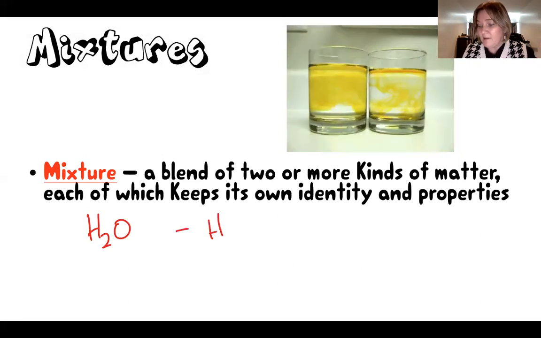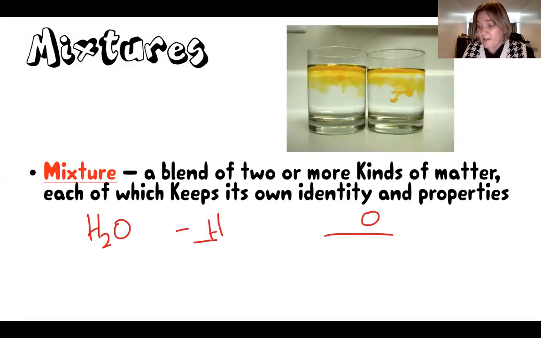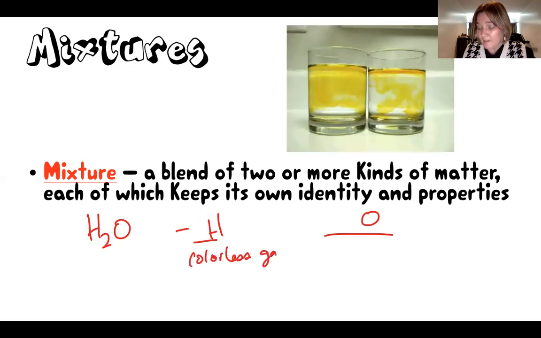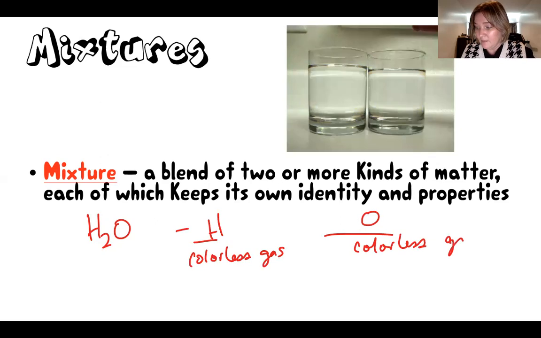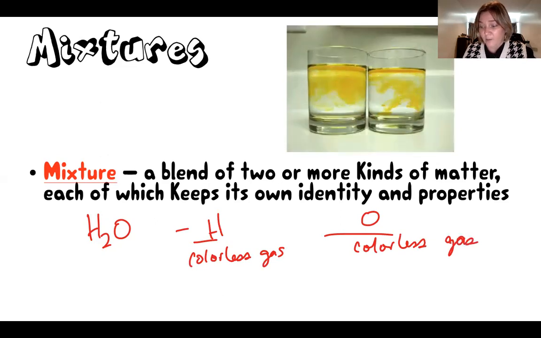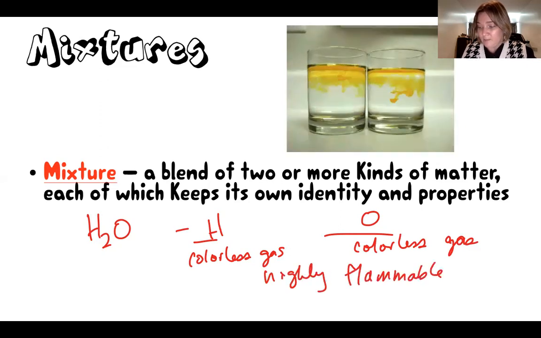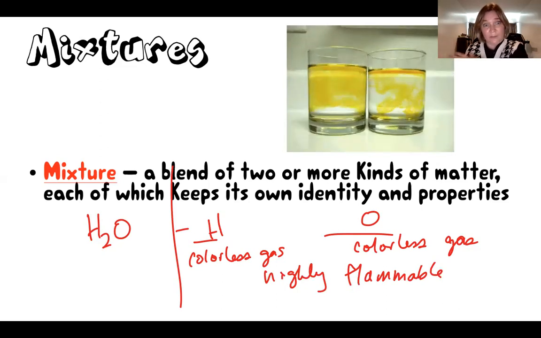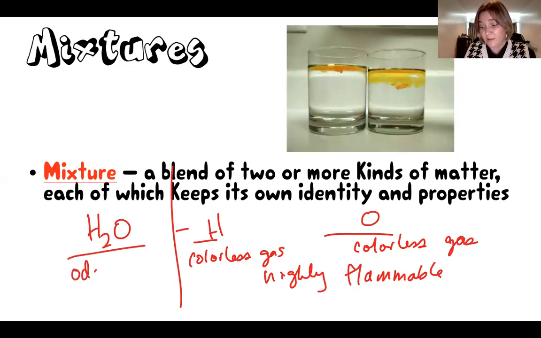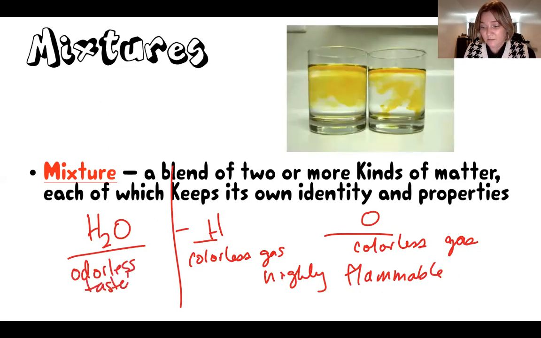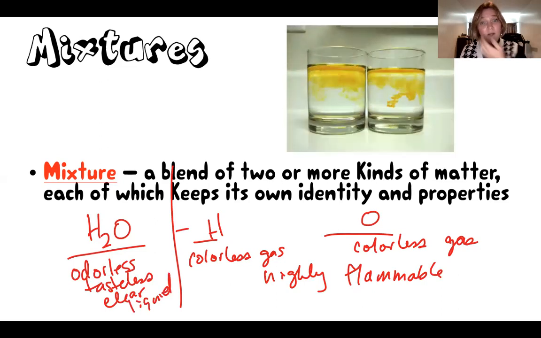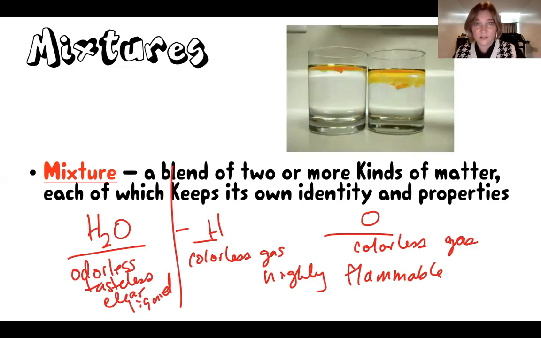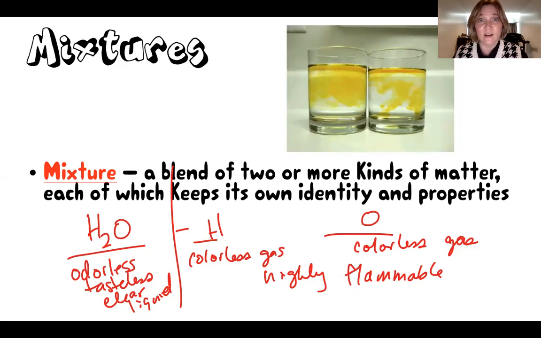So water is made of hydrogen and oxygen. Both of these are colorless gases, and they're both highly flammable. I'll just write it in the middle, highly flammable. And so those properties are completely different than the properties of water, which is odorless, tasteless, clear liquid. So if you take two colorless flammable gases and you combine them chemically together, you get an odorless, tasteless, clear liquid, which is necessary to sustain life on this planet.